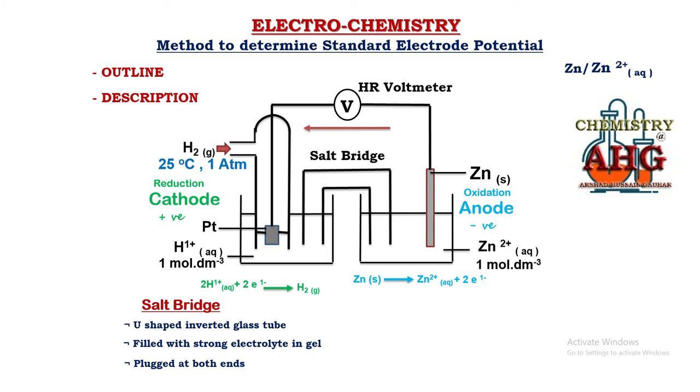Now what is the purpose of a salt bridge? Why is a salt bridge used commonly for this method? You can remember three different functions. The third one is most important. First function, it provides electrical contact between the two half cells. Second, the salt bridge avoids mixing of the solutions of the two half cells. And the third function, which is most important, is that the salt bridge maintains electrical neutrality of each half cell.